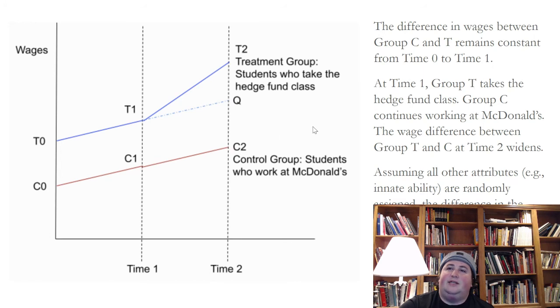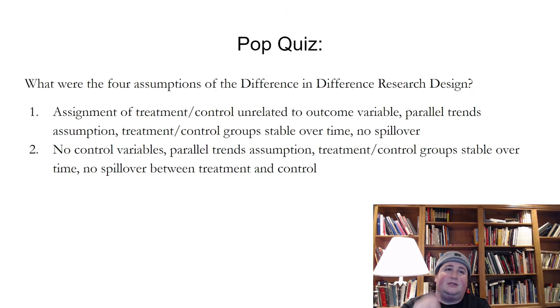At time 1, group T takes the hedge fund class, group C continues working at McDonald's. The wage difference between group T and C at time 2 widens, right? Now the hedge fund group is making more. Assuming all other attributes, innate ability, are randomly assigned, the difference in the slope of the wage increases of group T and C between time 1 and time 2 can be attributed to the hedge fund class, assuming all 4 assumptions are met. And again, pop quiz, what are the 4 assumptions?